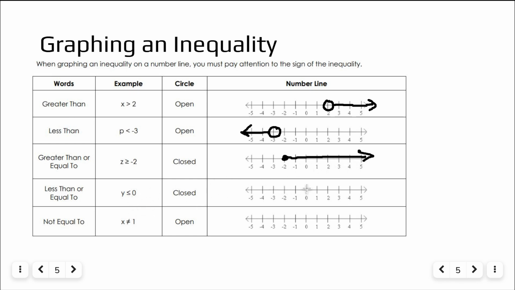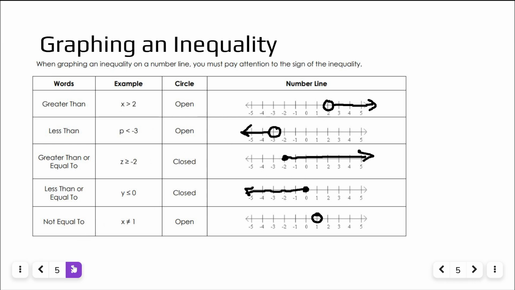Less than or equal to 0, it's allowed to be equal to, so I get a closed circle. It means 0 is included in my answer. Less than is to the left. Not equal to 1, so I would put an open circle on the 1. Okay, can't be equal to, not allowed. So not allowed to be equal to it gets an open circle. Allowed to be equal to it gets a closed circle.